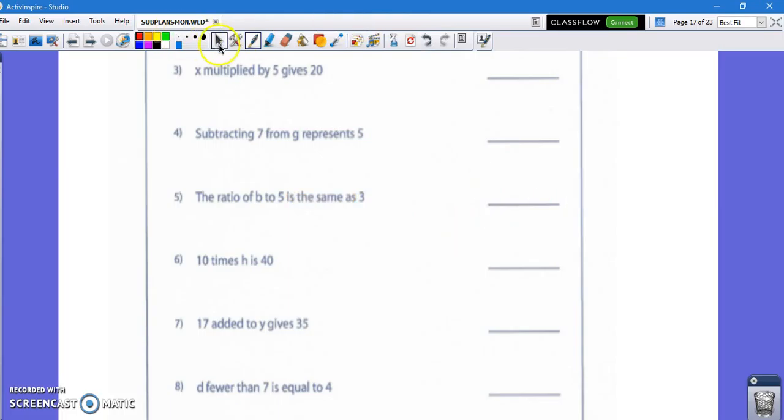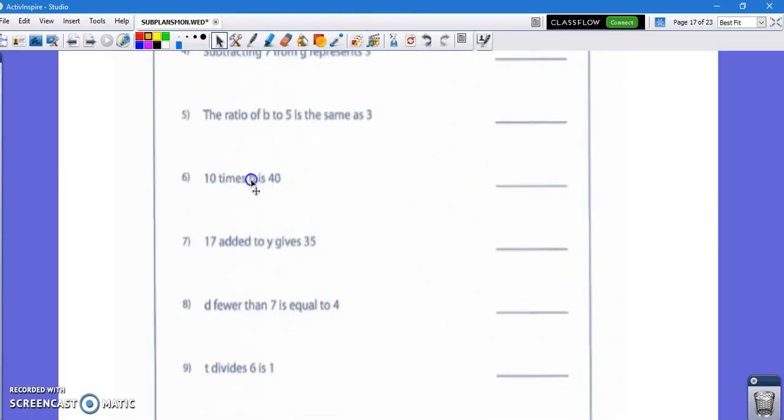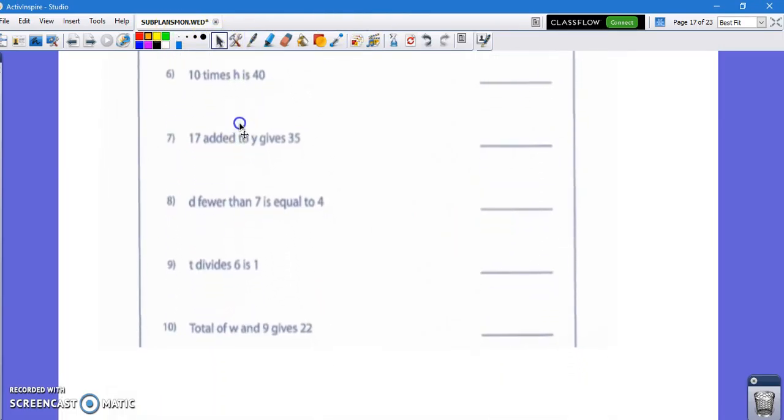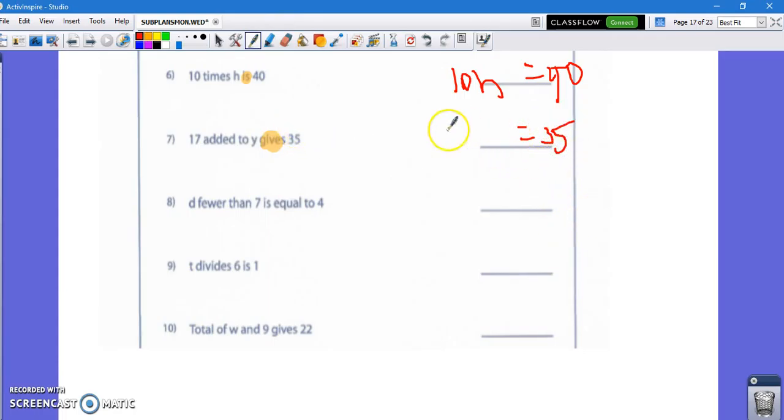Okay, let's go. Got a few more minutes left on this video. I'm trying to reach number 10. 10 times 8 is 40. 10 times 8, guess what that is? 10H gives 35. I didn't even read the first half of the sentence. I'll just look for the equal.